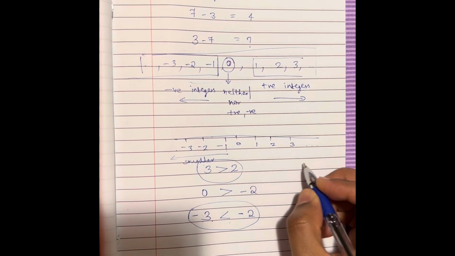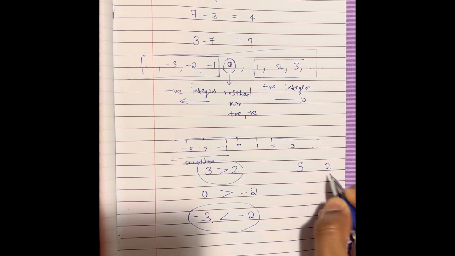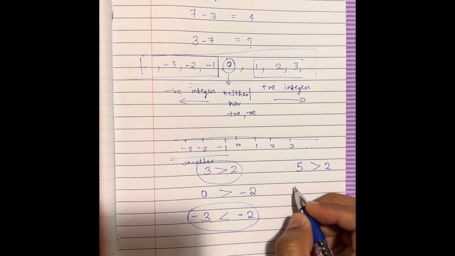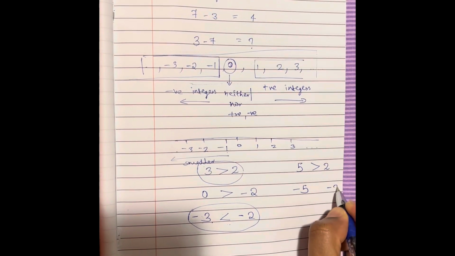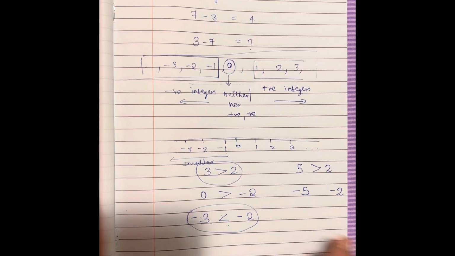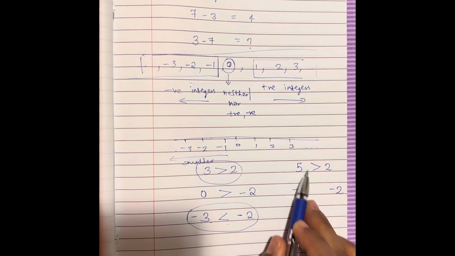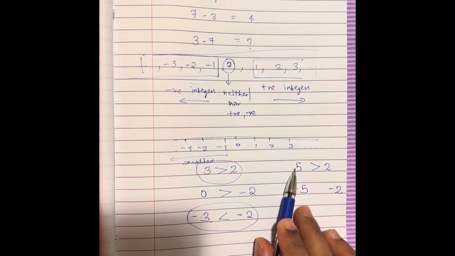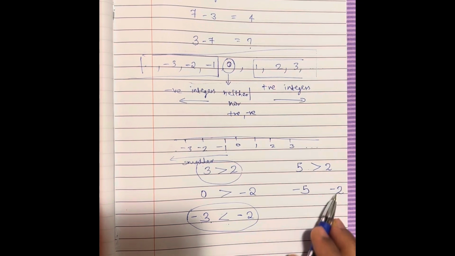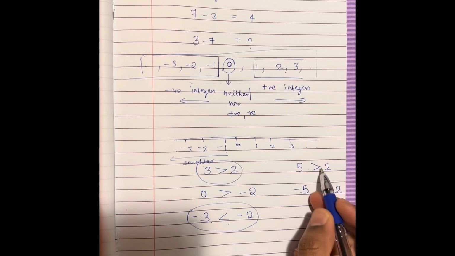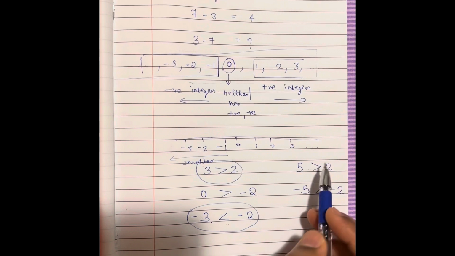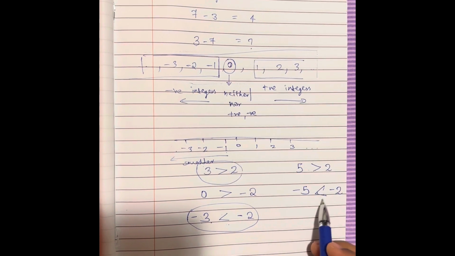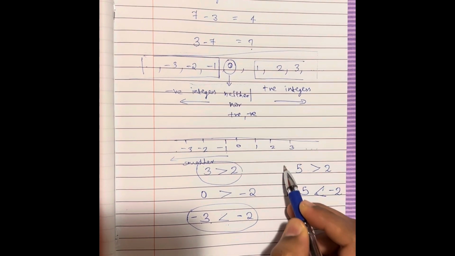Okay, one more example, that is 5 and 2. We all know 5 is greater than 2. But in case it is minus 5 and minus 2, which is greater? You might get confused. So just see, if 5 and 2, 5 is greater. So if it was minus 5 and minus 2, if both are negative, just put the opposite sign. So this is a small trick.